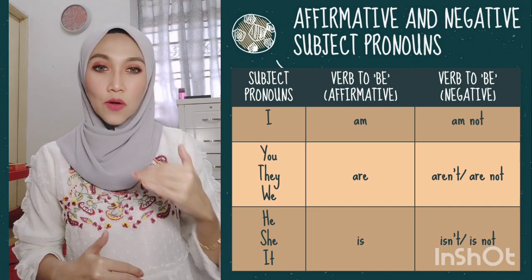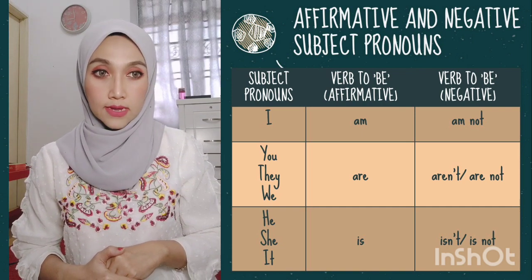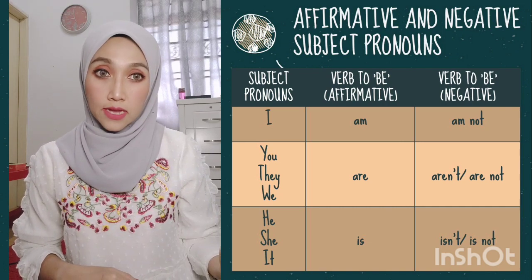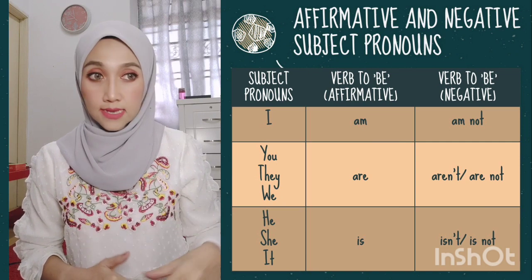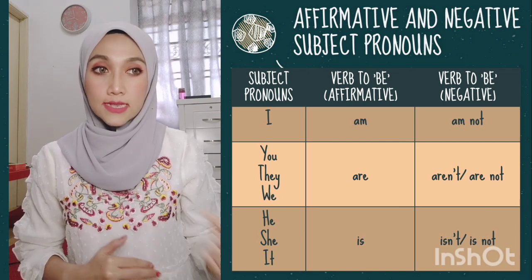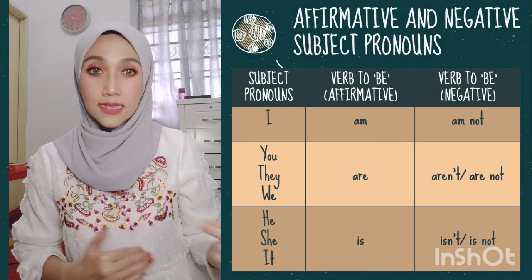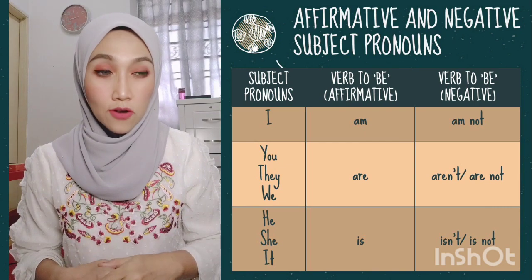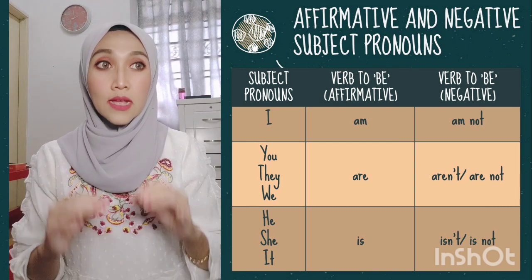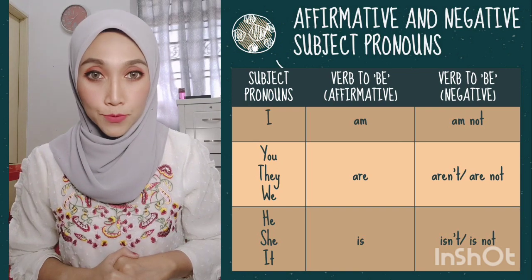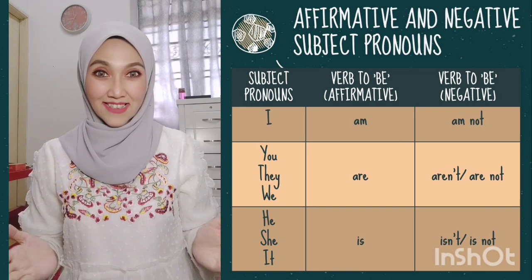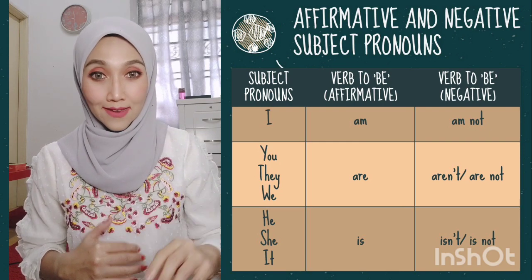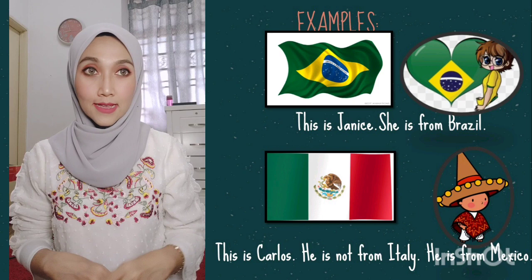All right, now let's see the singular one. Singular he, she, it use is for the affirmative, and for the negative it will be isn't or is not. He isn't, she is not, it isn't, it is not. It's up to you whether to use isn't or is not. That shows the negative forms of verbs to be. It's very easy. You can always repeat my explanation if you can't see it clearly. Next, let's see the slide.